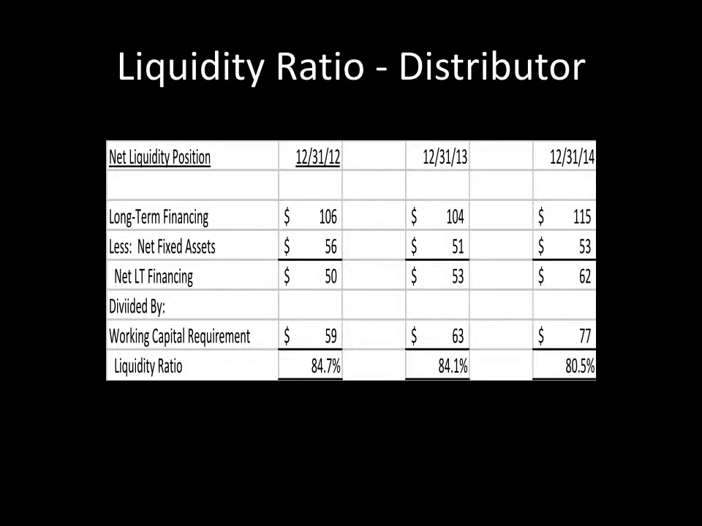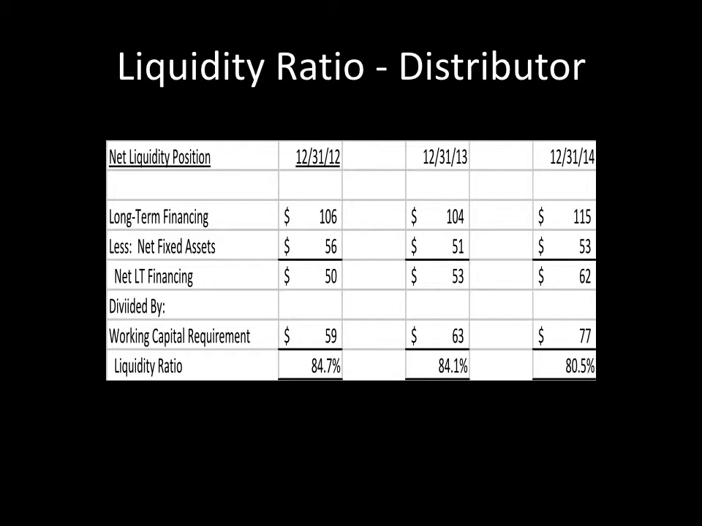Now, is that a good or a bad ratio? We don't specifically know at this time, but what we do know is that we can track that over time. Typically, the higher the ratio, the better. The higher the percentage, the better. In 2012 and 2013 in this example, the number looks pretty consistent. But as you can see, in 2014 that percentage goes down. In other words, the working capital requirement is either increasing faster than our net long-term financing, or we don't have enough long-term financing, or we're losing it due to losses or whatever the situation might be.